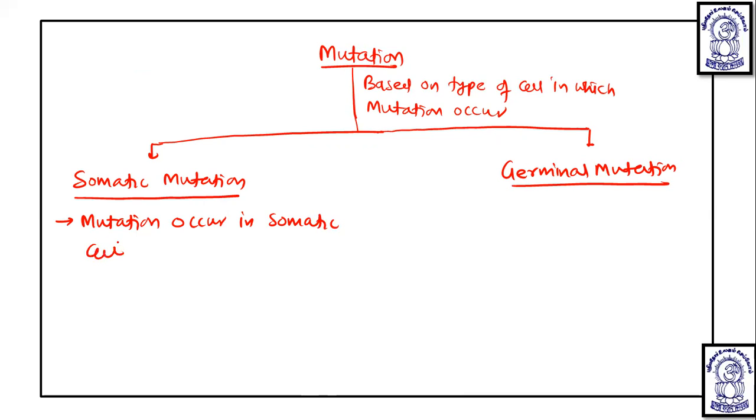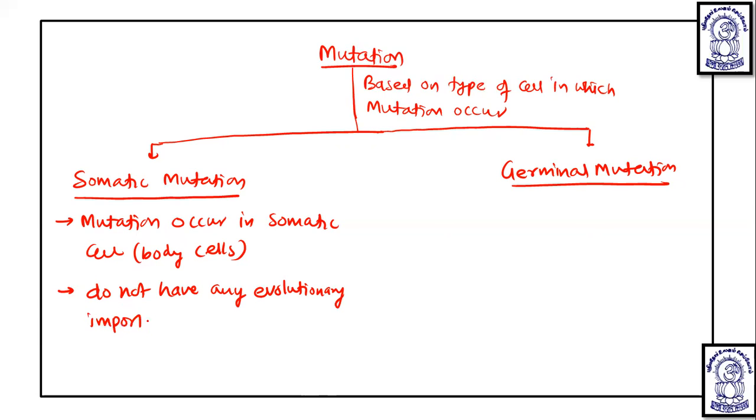Mutation occurring in somatic cells, that is the non-reproductive cells or body cells, or cells other than the germinal cells, is called somatic mutation. This mutation does not have any evolutionary importance.